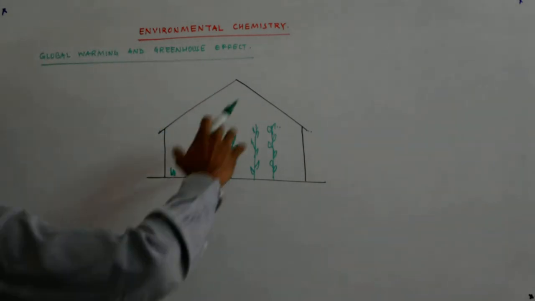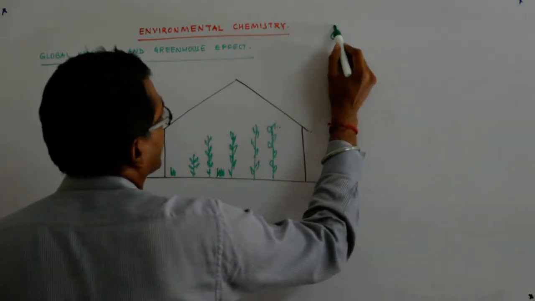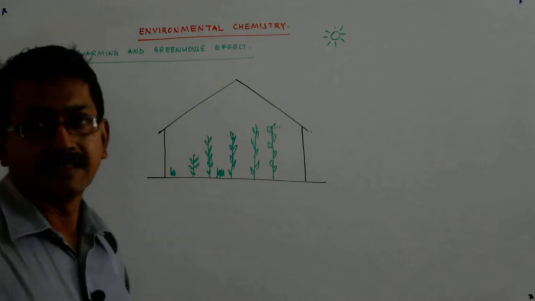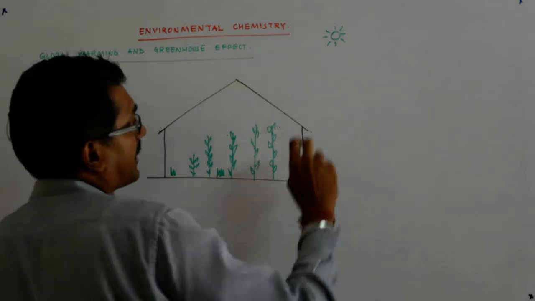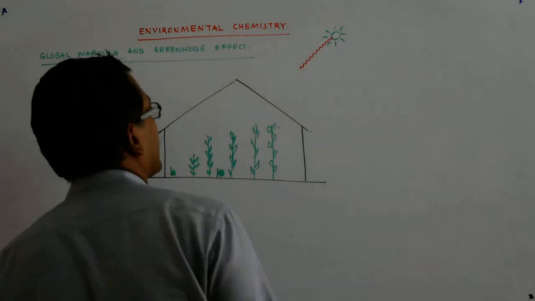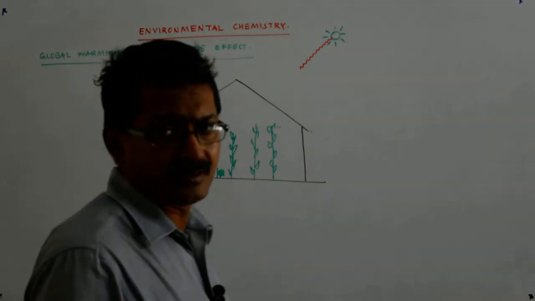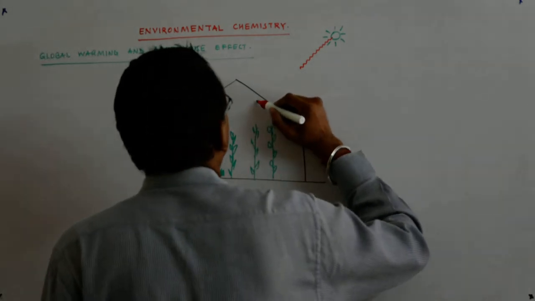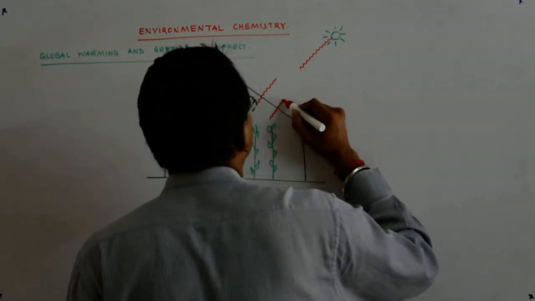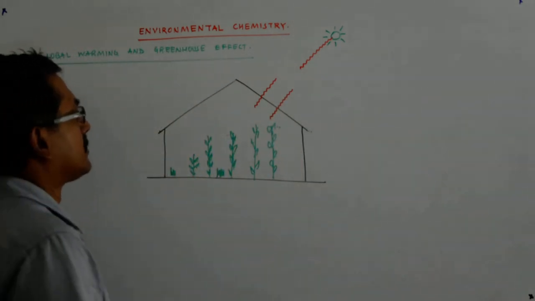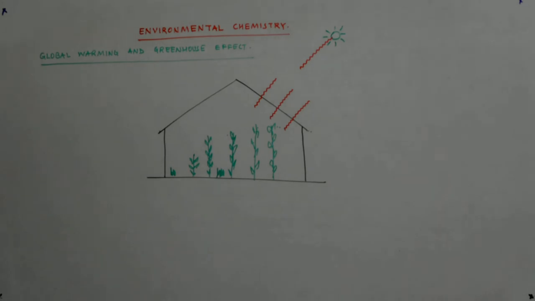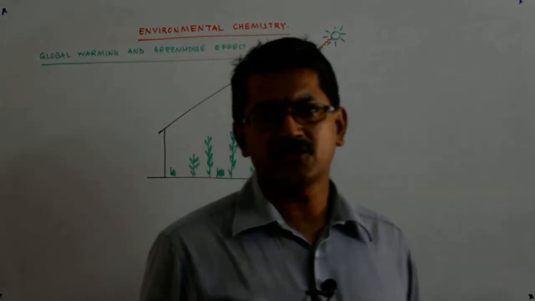Why? Because whatever sunlight is there, that very easily penetrates the glasses. Why? Because the sun is at a very, very high temperature, and it radiates short wave radiation, a radiation whose wavelength is small, that is, the frequency is high. This short wavelength has the capacity to enter the glasses. Okay, these short waves can enter the glasses like this. Fine. Now, once inside, it heats the area inside.